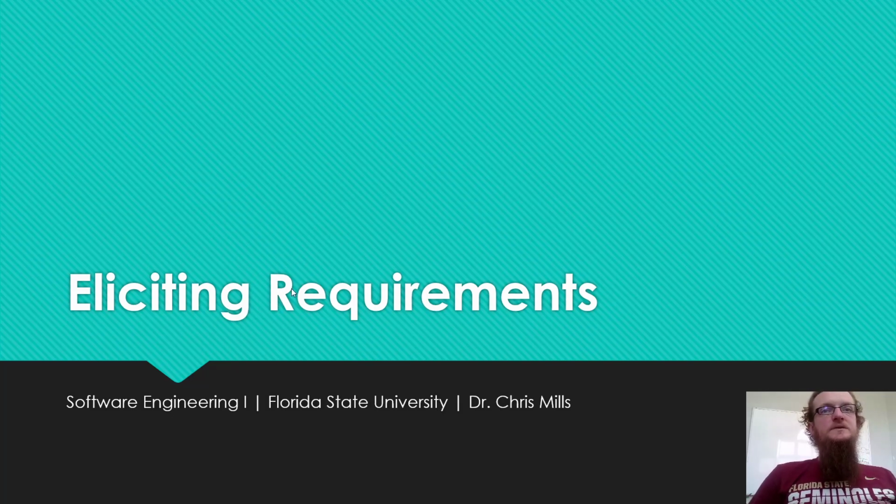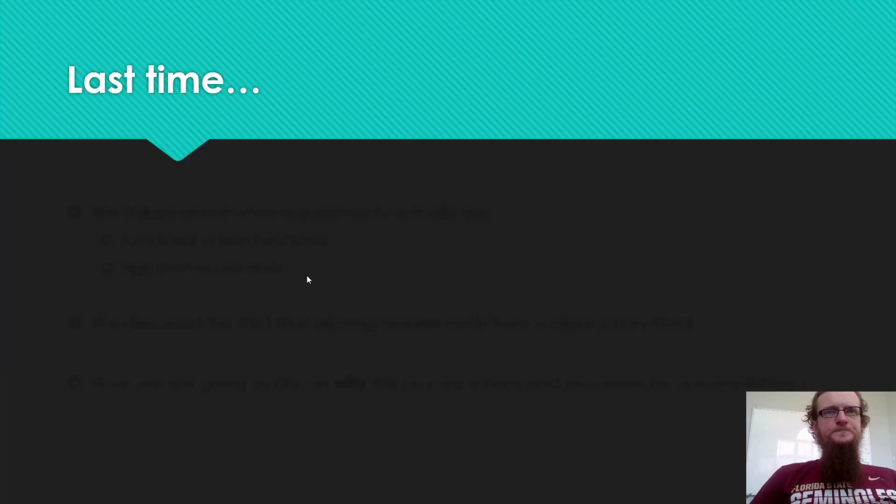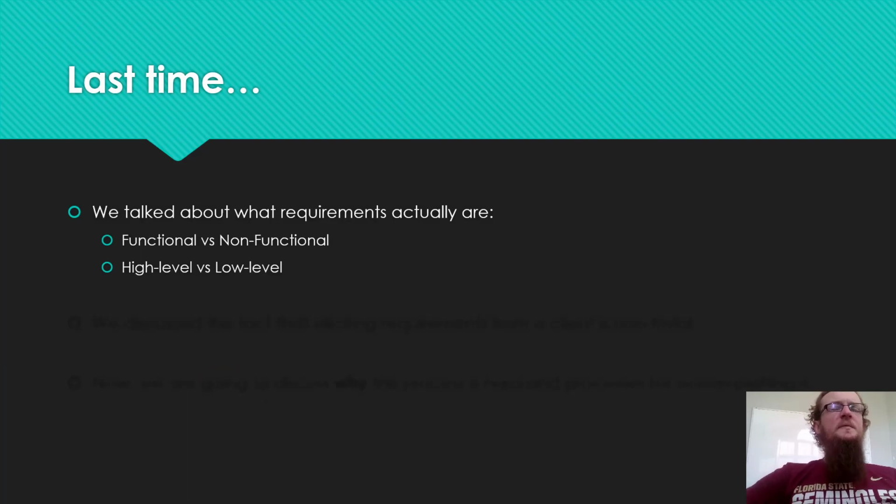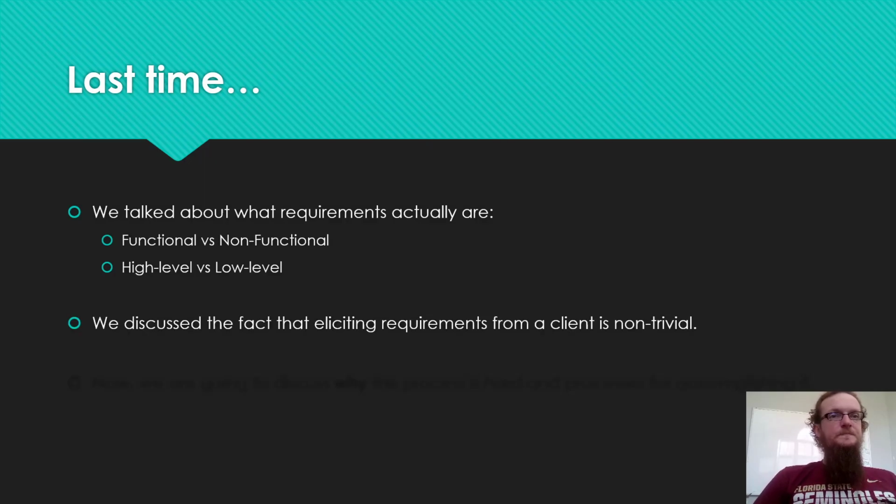Okay, so welcome back. Now we're going to talk about eliciting requirements. Last time we talked about what a requirement is, and we talked about the different granularities and the different types. Granularities are high and low level requirements, and types are functional versus non-functional requirements. It's definitely something you should be prepared for on the quiz or the tests: knowing the difference between these things.